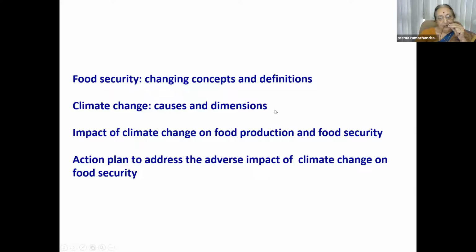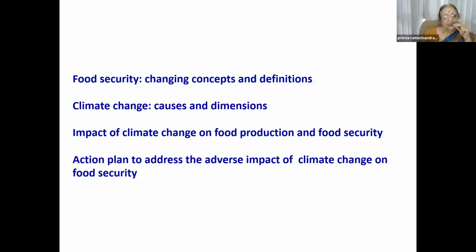We will also briefly talk about climate change, causes and dimensions, mainly because there is a belief that it is all due to energy, construction, and carbon dioxide emission. There seems to be very little awareness that improvement in agricultural practices and waste reduction can go a long way in reducing greenhouse gas emissions.